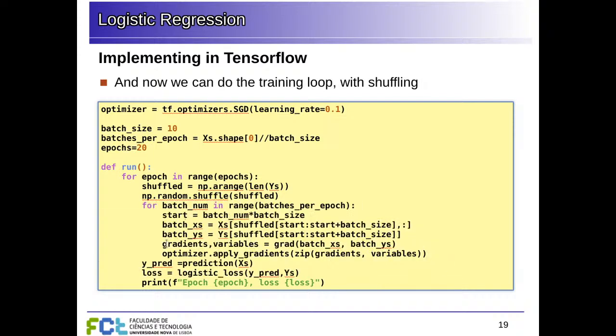For each batch, we're going to run the computation, keeping track of the gradients, and then using the optimizer to apply the gradients to the variables and update our parameters, which are these variables, the parameters of the neuron. And now we're going to just check what is the loss here. We're going to do a prediction for all our data and get the logistic loss for all our data.